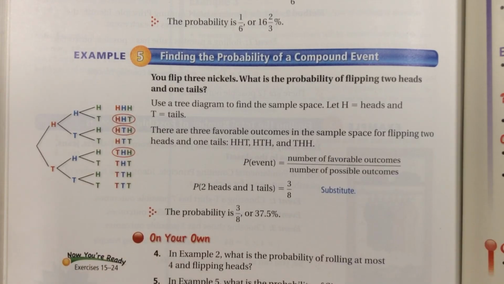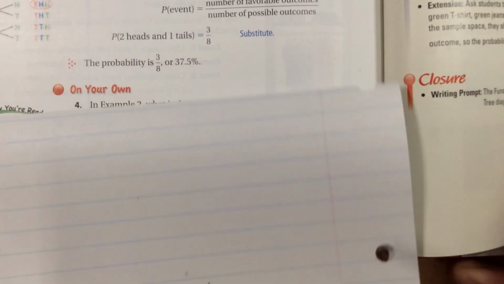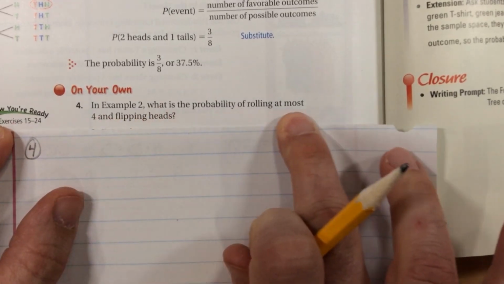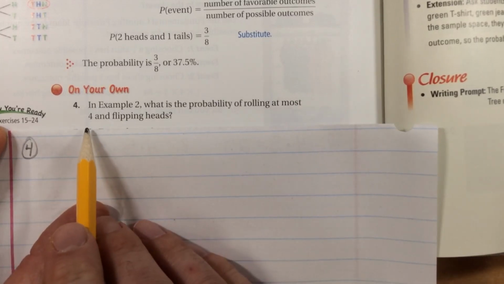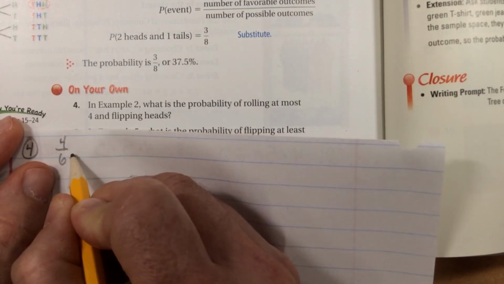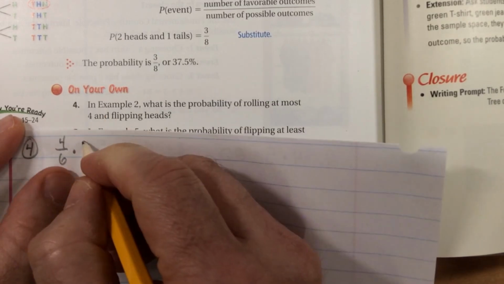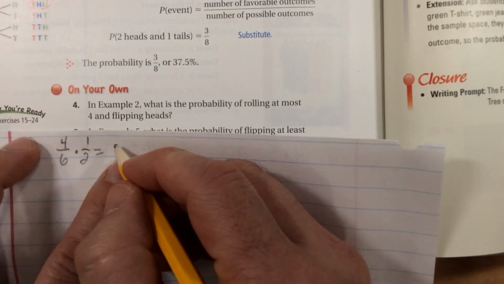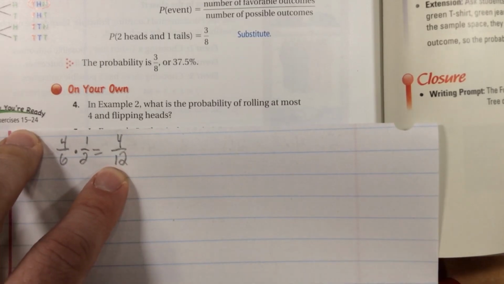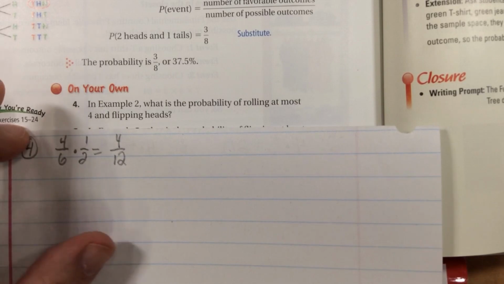Now we're on to the on your own. It says, in example 2, what's the probability of rolling at most a 4 and flipping heads? So remember, that was the rolling a die and flipping a coin. So number 4, and it says the probability of rolling at most a 4. So that would be a 1, a 2, a 3, or a 4. So that's 4 out of the 6 for the number cube. And flipping heads is 1 out of 2. That would give us 4 out of 12. 4 out of 12 chance, which simplifies to 1 out of 3.